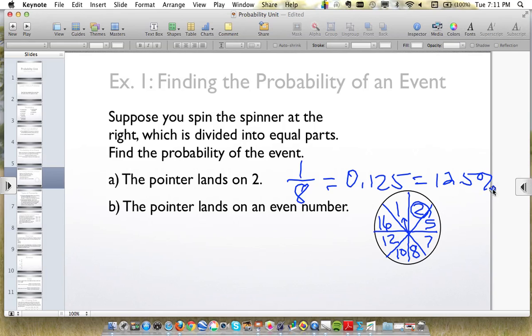I don't care which you use, if you use a fraction, a decimal, or percent, as long as, of course, it's correct. If you use a fraction, it needs to be in simplest terms. So simplify your fractions, reduce it to its simplest terms.